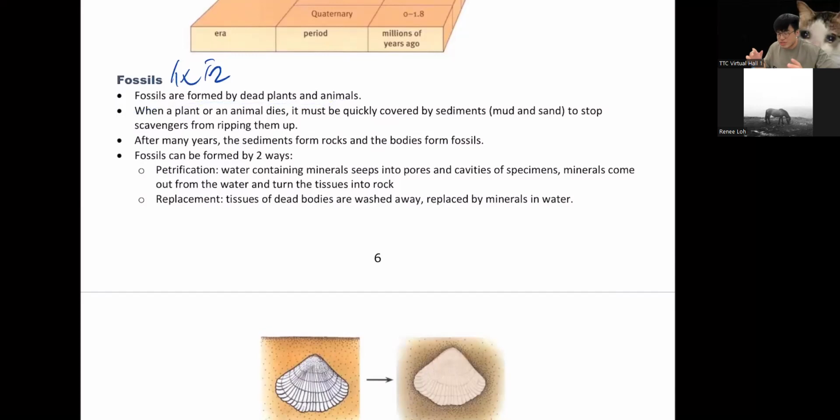Okay, 你动物、植物死了就变成 fossil 咯。When a plant or an animal dies, it must be quickly covered by sediments, mud and sand. 记得什么是 sediment 哦？When stone they weather, 你的石头风化了就会变成 mud 跟 sand to stop scavengers from ripping them up.